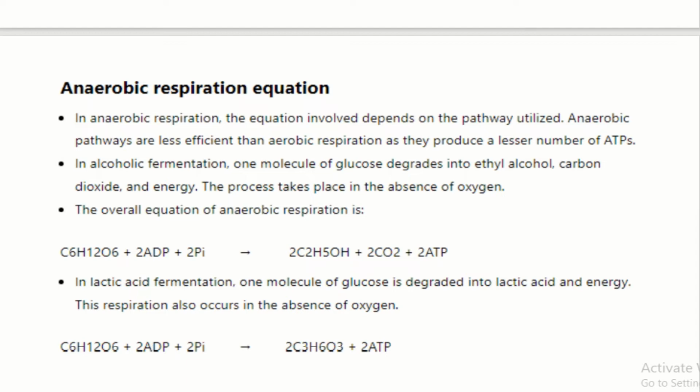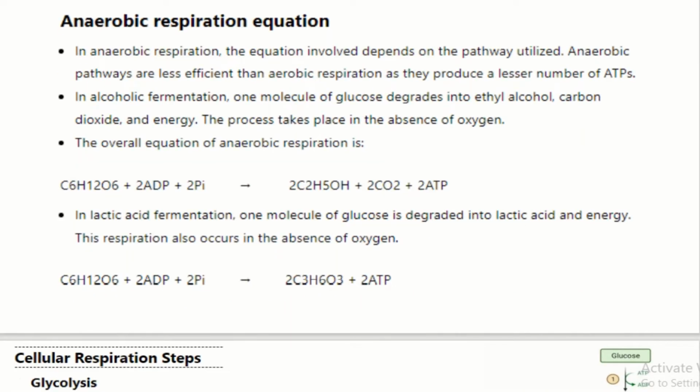Then we have anaerobic respiration. The anaerobic respiration equation involved depends on the pathway utilized. Anaerobic pathways are less efficient than aerobic respiration as they produce a lesser number of ATPs. In alcoholic fermentation, one molecule of glucose degrades into ethyl alcohol, carbon dioxide and energy. The process takes place in the absence of oxygen.